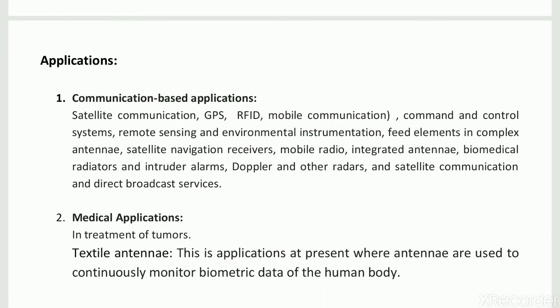The second application is in the medical field. There are some purposes of using the microstrip patch antenna in medical applications. The first one is the treatment of tumors. The second one is the advanced technology, the textile antenna. This is an application at present where antennas are used to continuously monitor biometric data of the human body. So these are the basic applications of the microstrip patch antenna in communication and medical fields. So this is all regarding the circular patch antenna. Thank you.